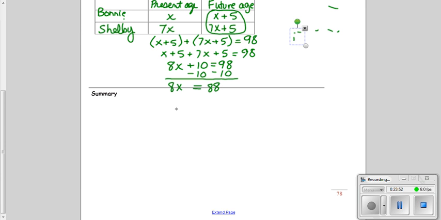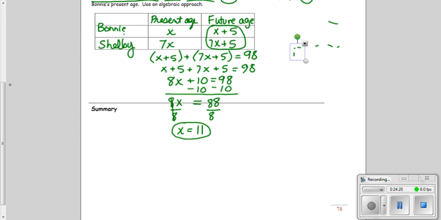Next, undo multiplication or division. This is multiplication. The opposite of multiplication is to divide. Divide both sides by the coefficient. 8 divided by 8 is 1. 1x is written as x. 88 divided by 8 is 11. So here's the solution to the equation, and x represents 11. x represented Bonnie's age, and the question was to find Bonnie's age. So 11 is Bonnie's age.